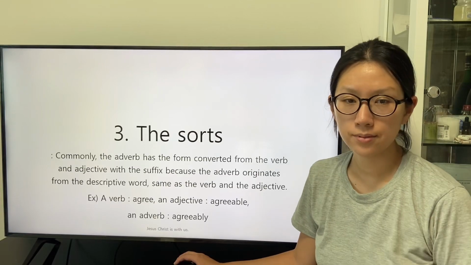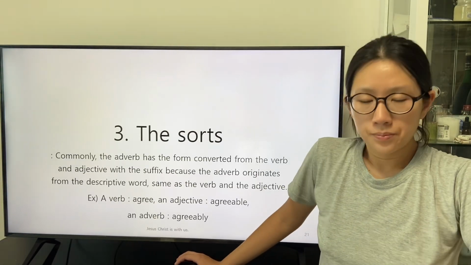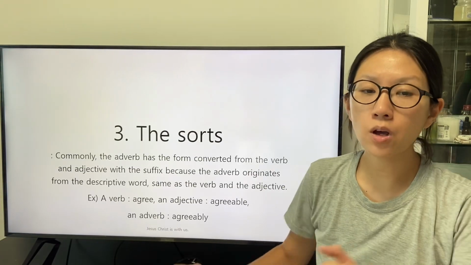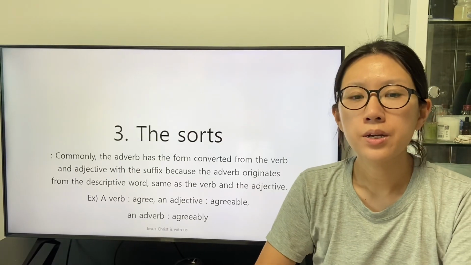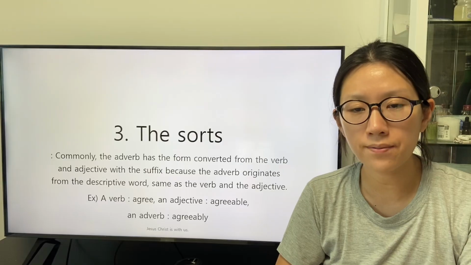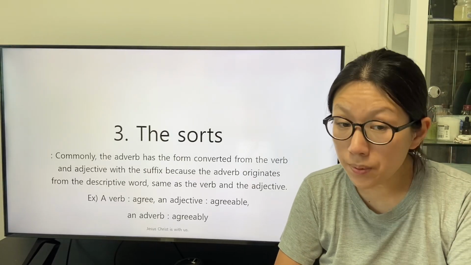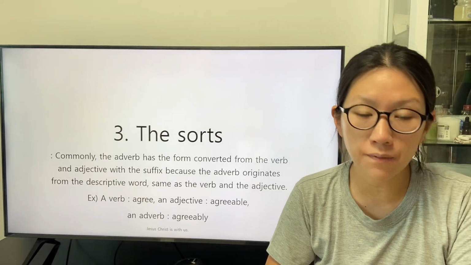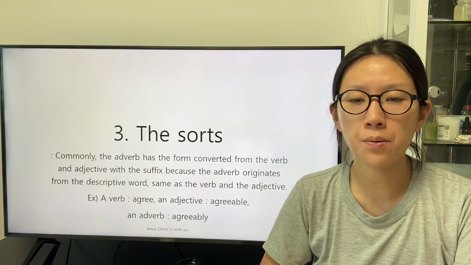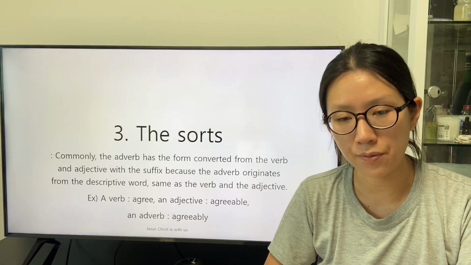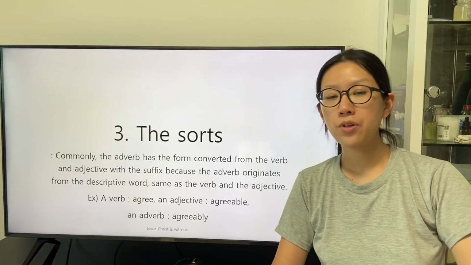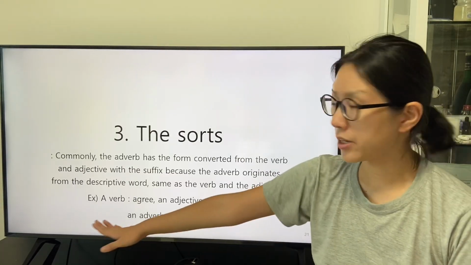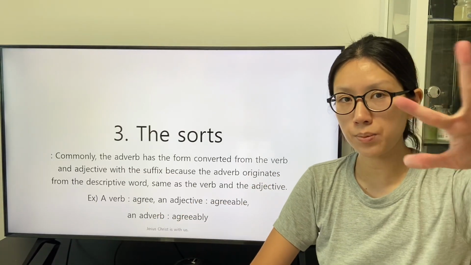We will study about the sort of an adverb in this class. Commonly, the adverb has the form converted from the verb and adjective with the suffix, because the adverb originates from the descriptive word, same as the verb and the adjective. There is an example with the three descriptive words.